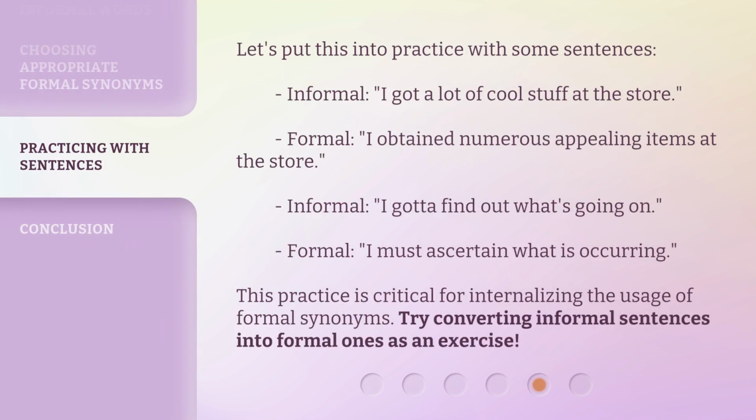Let's put this into practice with some sentences. Informal. I got a lot of cool stuff at the store. Formal. I obtained numerous appealing items at the store. Informal. I gotta find out what's going on. Formal. I must ascertain what is occurring. This practice is critical for internalizing the usage of formal synonyms. Try converting informal sentences into formal ones as an exercise.